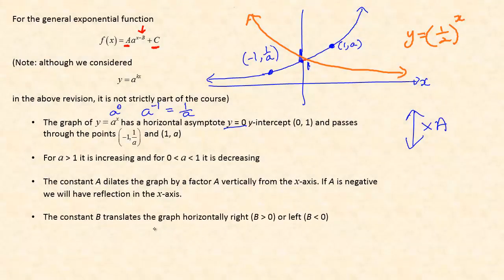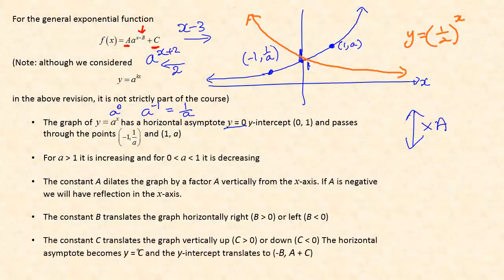The constant b translates the graph horizontally. So right, if b is greater than 0, if you look up here, if b was, say, 3, we'd have x minus 3, which we know moves us 3 units to the right. Or it moves left if b is less than 0. So if we had something like b is negative 2, then this would end up being a to the x plus 2, and we know that would move us 2 units to the left.